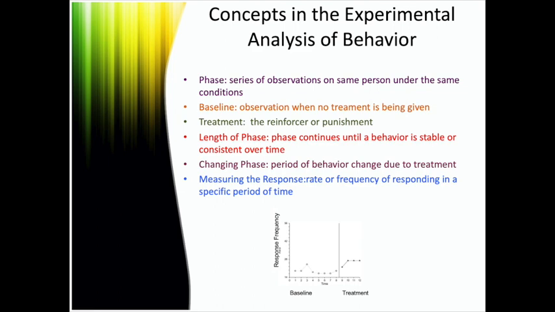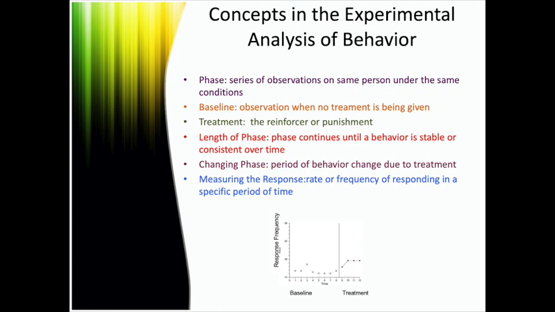And then the last concept you need to know is measuring the response. So we measure the rate or frequency of responding in a specific period of time. There's something called a cumulative record of response, and this is where we record frequency and the time at which the operant or voluntary behavior occurred. We display those results on a graph, and then the graph is evaluated to decide if the independent variable had an effect.